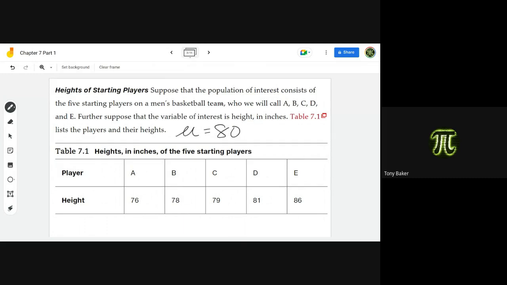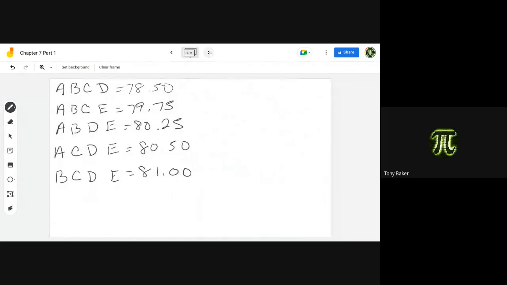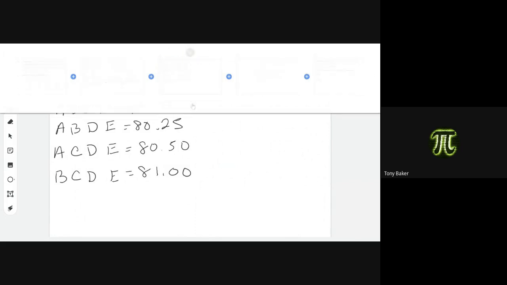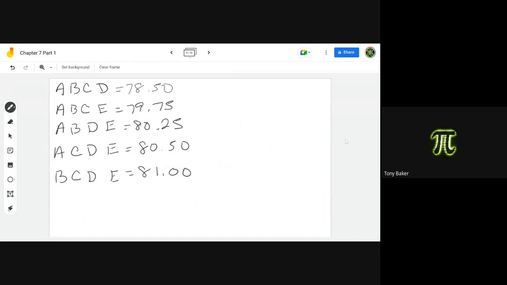So this time we're going to add up the 4 numbers and divide by 4. Again, I understand this was not as realistic. It's like, okay, I've added 4, might as well just add the 5. But we're trying to understand process here. If I was giving you hundreds of them, you'd be here forever just adding things up. All right, so if we look at this one, we have 78.50, 79.75, 80.25, 80.50, and 81.